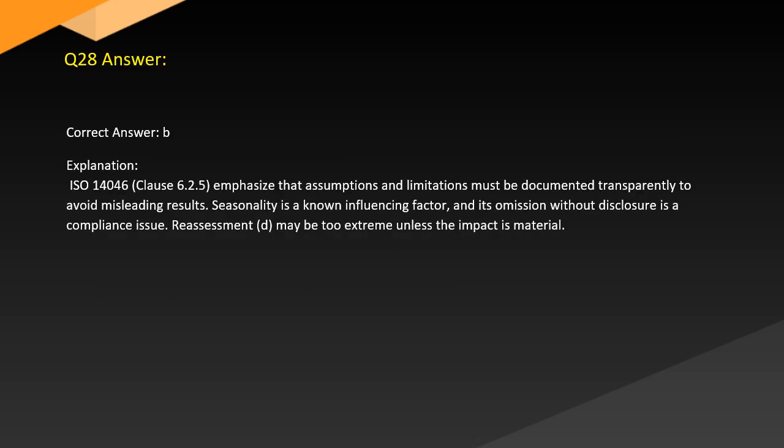Answer. Correct answer: B. Explanation. ISO 14046, Clause 6.2.5 emphasizes that assumptions and limitations must be documented transparently to avoid misleading results. Seasonality is a known influencing factor, and its omission without disclosure is a compliance issue. Reassessment, D, may be too extreme unless the impact is material.